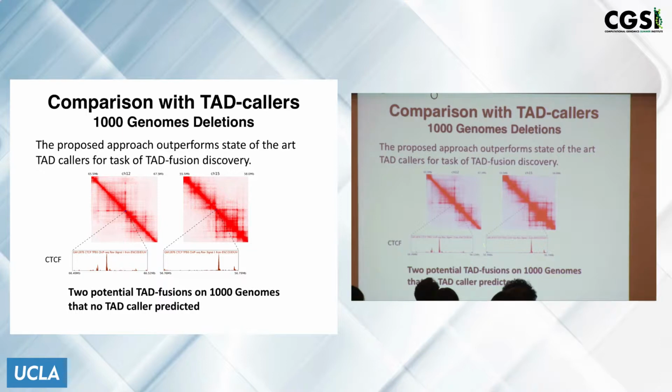And then I looked at the CTCF binding sites. Both of these have very strong CTCF binding sites using ENCODE data. So this is another piece of evidence that potentially this is really a boundary and this deletion can cause fusion.